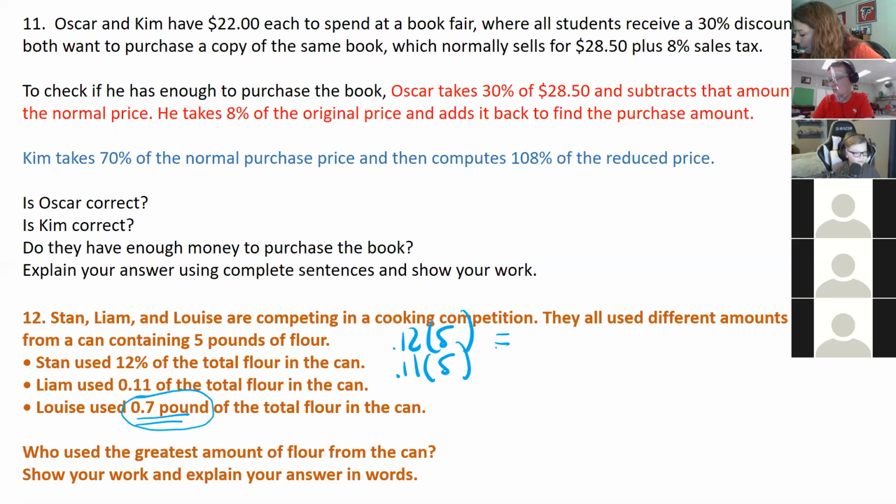Well, 0.12 times 5 is what? 0.60 pounds. 0.11 times 5 is 0.55, 55% of a pound, and Luis used 0.7 parts of a pound. So who used the most flour? Luis. Luis is the winner.